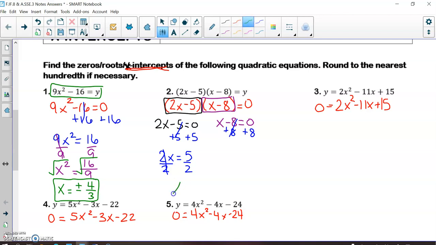So my answers, my solutions, my roots, my zeros for this, those all mean the same thing. My solutions are x is equal to 5/2 and x is equal to 8. What this means is that if I were to have graphed this quadratic equation, my parabola would cross the x-axis at 5/2 and 8.